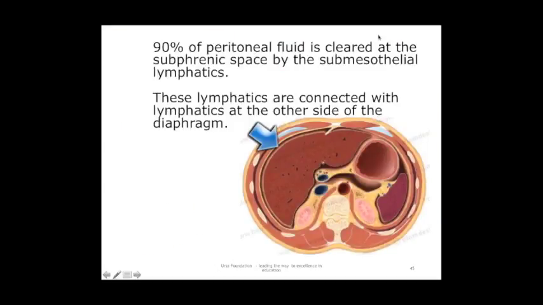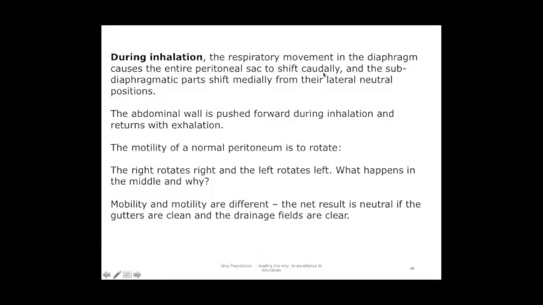And 90% of the peritoneal fluid is cleared at the subphrenic space by the submesothelial lymphatics. This small area here, this potential space, is a space filled with fluid. These lymphatics are connected with the lymphatics at the other side of the diaphragm. This is looking superiorly at mid-liver and up. So during inhalation, the respiratory movement in the diaphragm causes the entire peritoneal sac to shift caudally, and the subdiaphragmatic parts shift medially from their lateral neutral positions. The abdominal wall is pushed forward during inhalation and returns with exhalation.